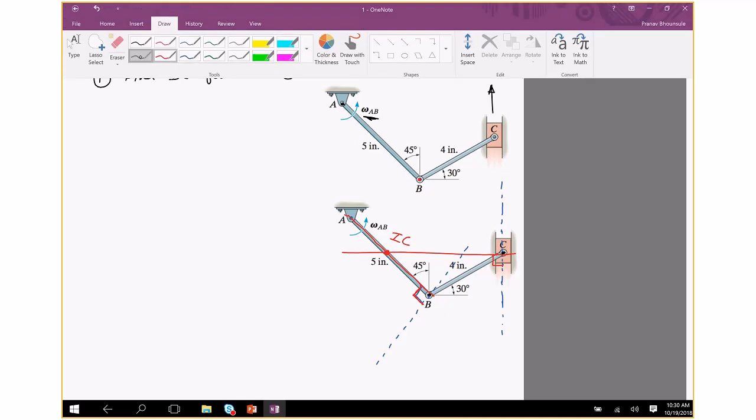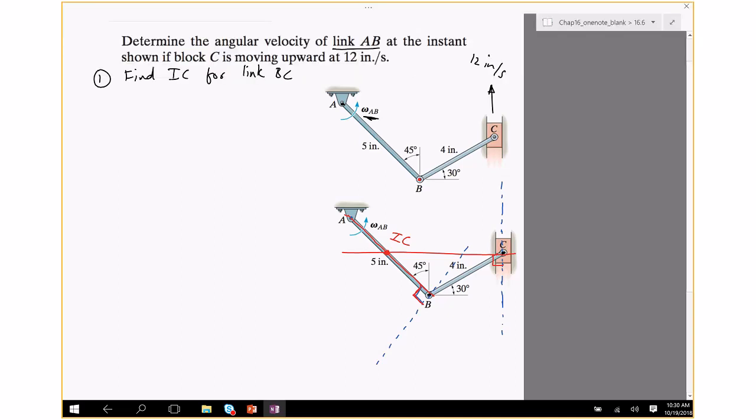No, it's the IC for link BC. What's the IC for link AB? Maybe answer the question, what is the IC for link AB? This is the IC for link BC. Just give me this. So IC for link AB is here, right? Because that's the point which has 0 speed. But IC for link BC is this. So each link has its own IC.